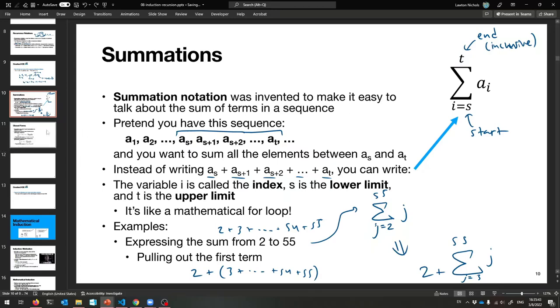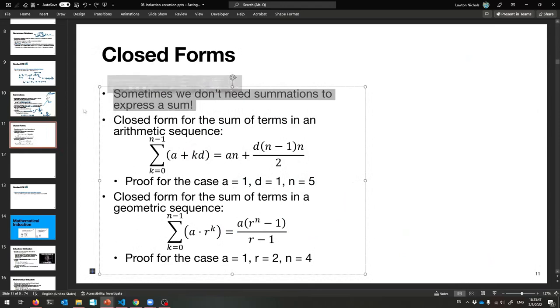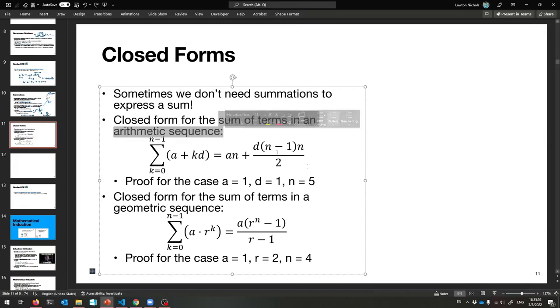And sometimes we can even do better than that. We don't even need summations to express a sum because there are things called closed forms, all right? And let me show you some of them. So the closed form for the sum of terms in an arithmetic sequence, for example, is this.